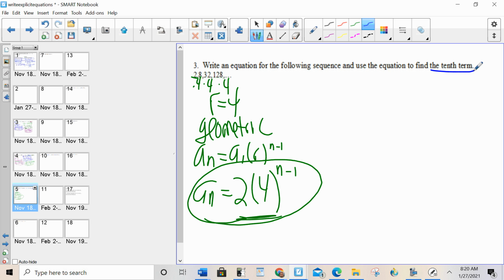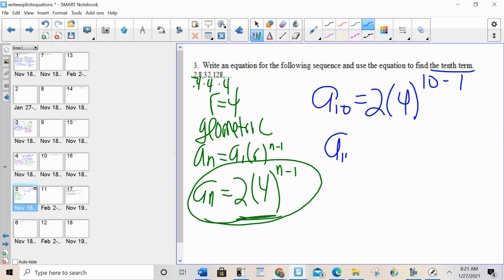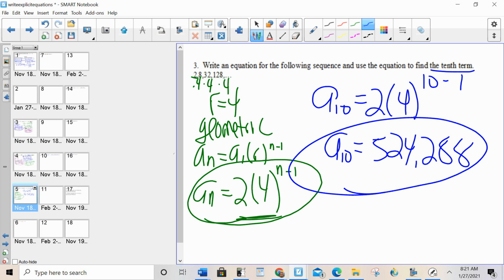Now, if I want the 10th term, same thing. I'm going to replace n with 10. Understand that since geometric is exponential, it's going to get really big. So don't be surprised if you get a really big number. So 2 times 4 to the power of 10 minus 1 is 524,288. And that's your answer.